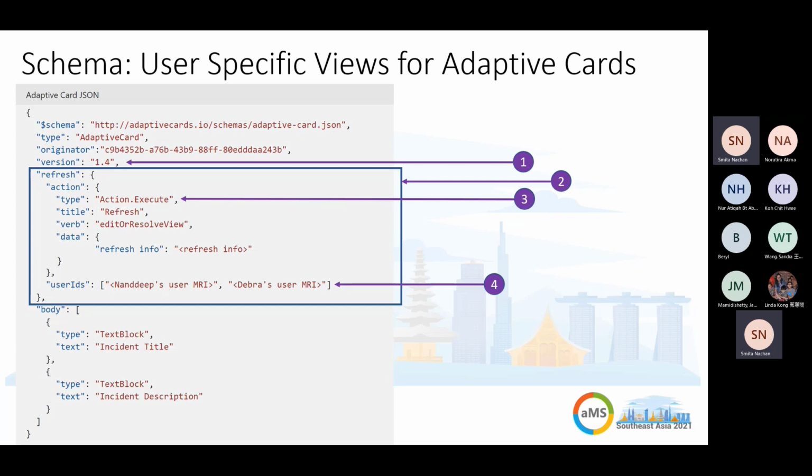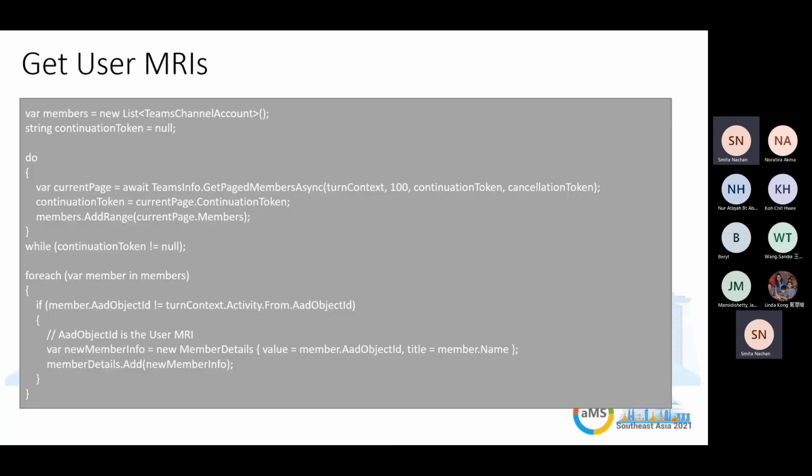Now let's see how this all happens from the user's point of view based on their roles of requester, approver, or member. Again, just going into the coding perspective, let's say, for example, you want to get those user MRIs.